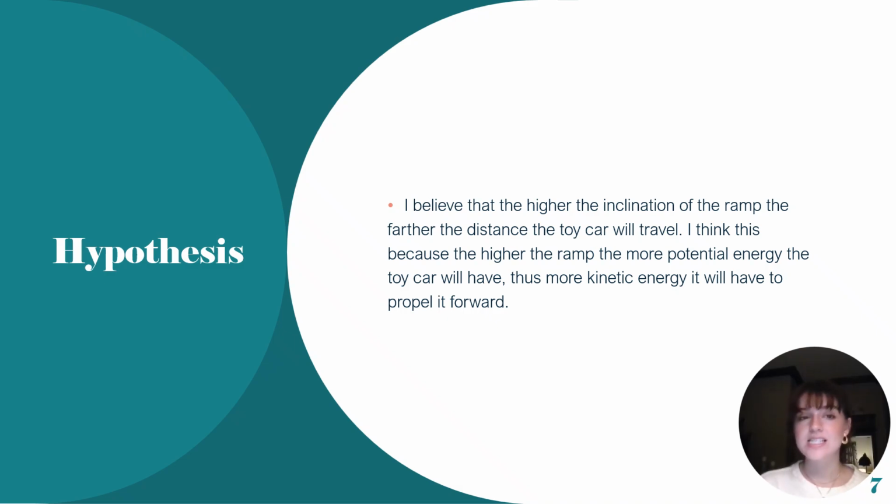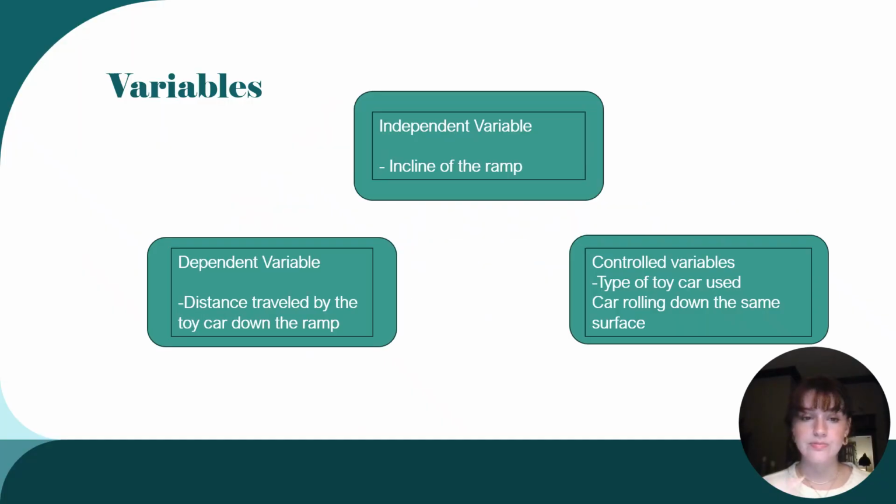So my hypothesis is that the higher the inclination of the ramp, the farther the distance the toy car will travel, because the higher the ramp is, the more potential energy the car will have, and that potential energy will convert to kinetic energy when the car is released down the ramp, and more kinetic energy means more movement. So I think that's going to mean it travels a farther distance.